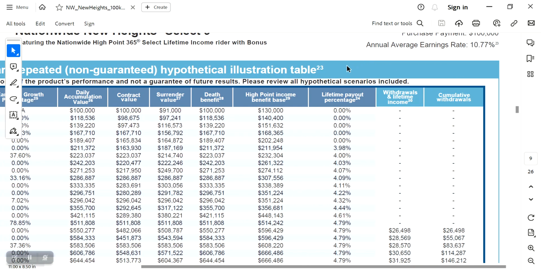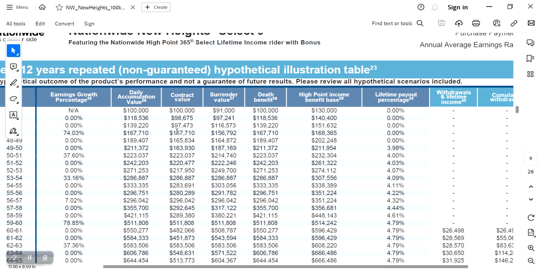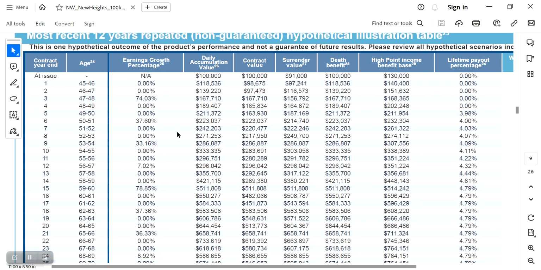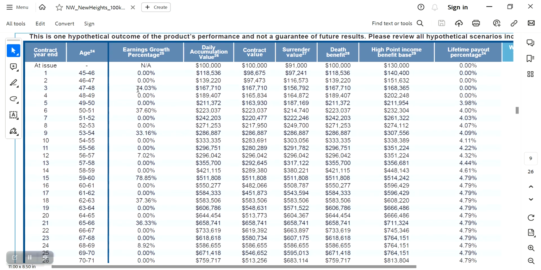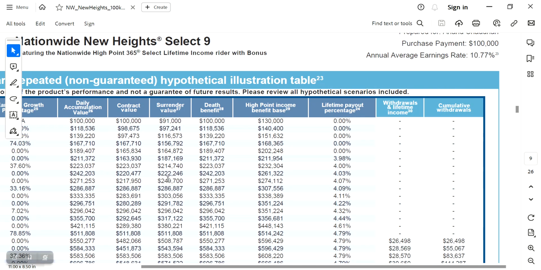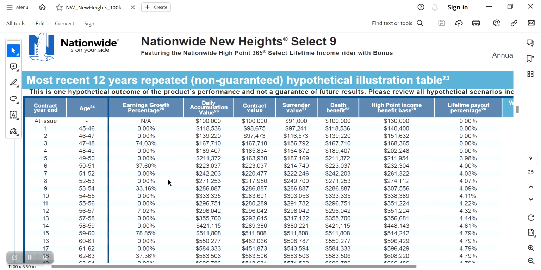So the annual average earning rate is a compound annual growth rate that reflects the hypothetical weighted average annual earnings rate credited to the contract to end the strategy term. But numbers are so big. So 74, 37, 33, 7, 78. If you take an average of all these numbers, I'm sure it would be way more than 10%. Well, you also have to take into account that some years it's zero.